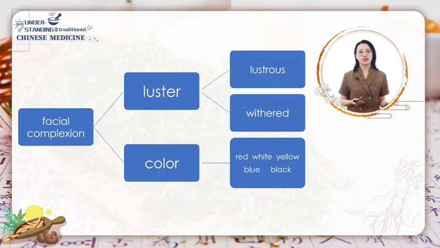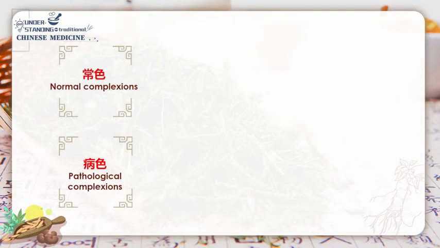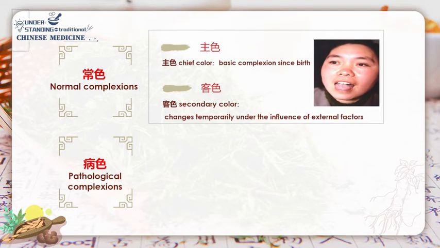Clinically, the luster can be classified into lustrous or withered. As we can find in this picture, the complexion can be classified into two parts. First, normal complexion. Second, pathologic complexion. Normal complexion refers to the color and luster of the complexion of a healthy person. Normal complexion can be described as a chief color and a secondary color. The so-called chief color is the basic complexion since birth, which is unchanged in your whole life.